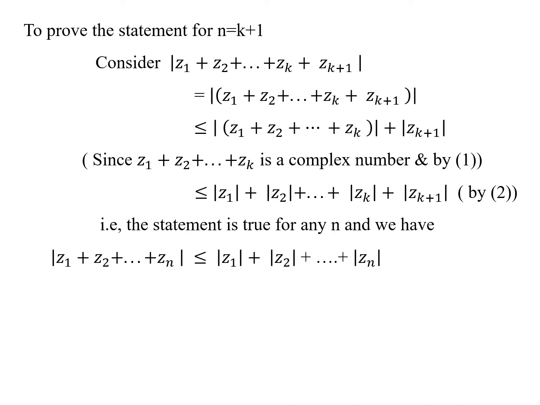Already we know the result for the modulus of z1 to zk, since the statement is true for k. So we write mod z1 plus mod z2 etc. plus mod zk plus mod zk plus 1. Therefore we conclude that mod of z1 plus z2 plus z3 plus etc. plus zn is less than or equal to mod z1 plus mod z2 plus etc. plus mod zn.